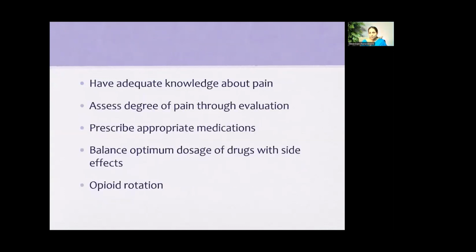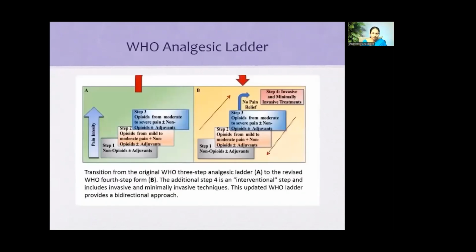So in pharmacological pain management, have adequate knowledge about the pain, assess the degree of pain through evaluation, and prescribe the appropriate medications. We have to balance out the optimum dosage of drugs with their side effects and give what is really needed. And it is recommended, if you are using opioids, to give opioid rotation so that side effects are less, and abuse and dependence are less. With this, we will have a quick look at the WHO Analgesic Ladder.